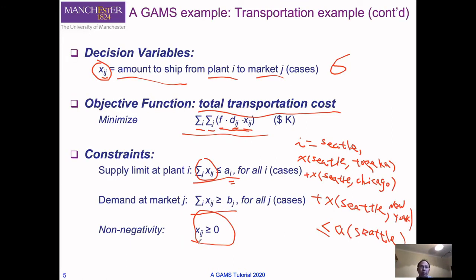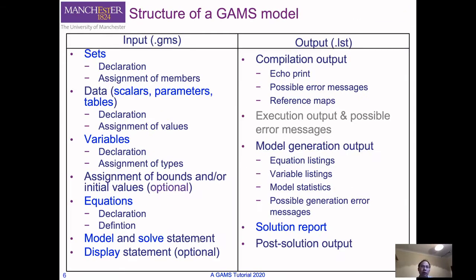Now we need to implement this mathematical formulation into GAMS. From the GAMS input file, we can see the structure. We first should define the sets, and also we need to input the data, and then we define variables and equations, write model and solve statements, and then we use the display statement to display the optimal results.